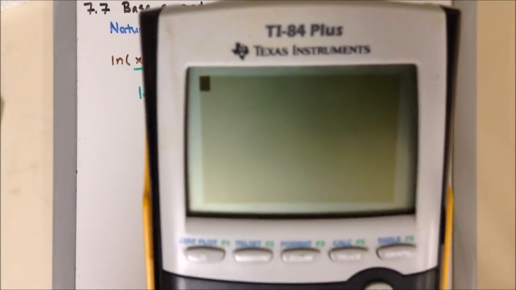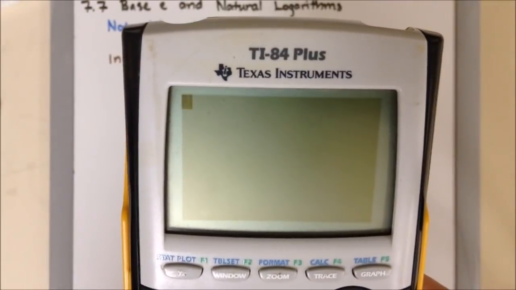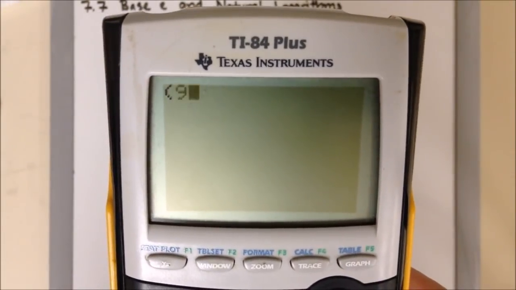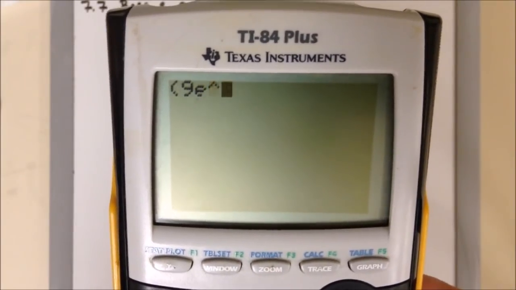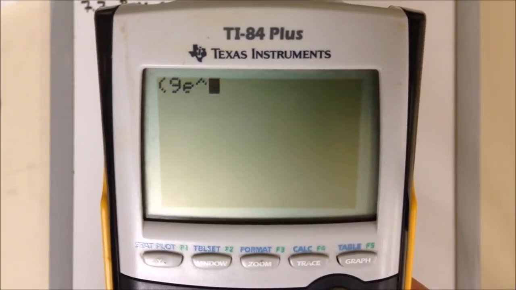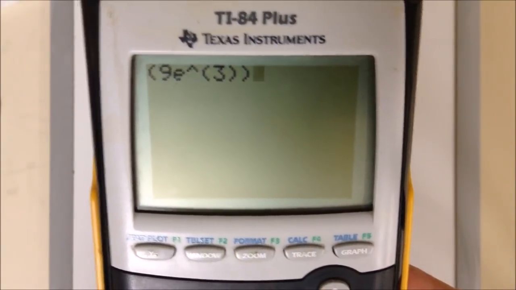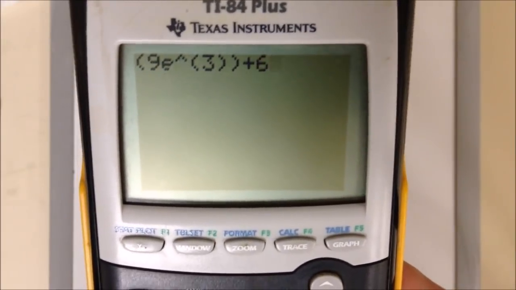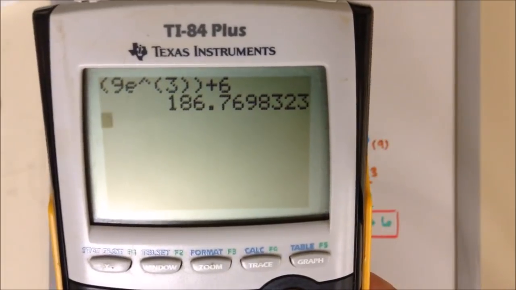So since I have 9e to the third power, what I'm going to do is I'm going to put this in parentheses. I'm going to put 9, then input the e constant, raise it to the power of 3, close parenthesis, and then I'm going to add 6, hit enter. I get 186.7698, so let me write that down.